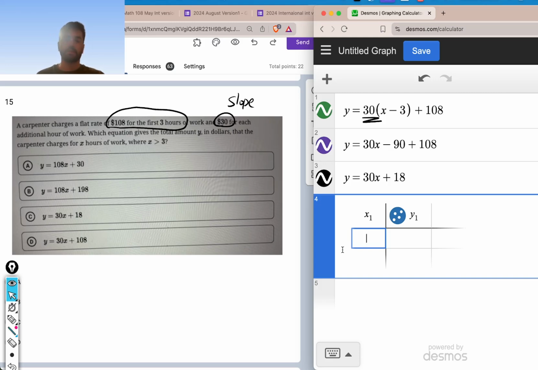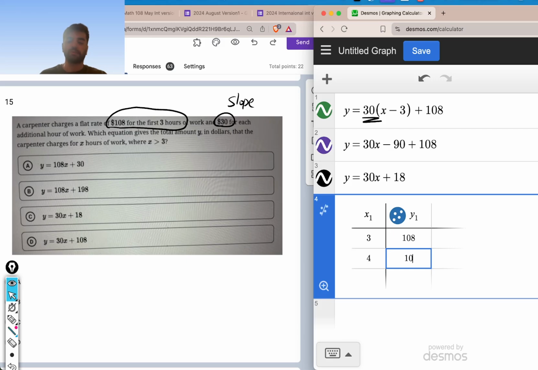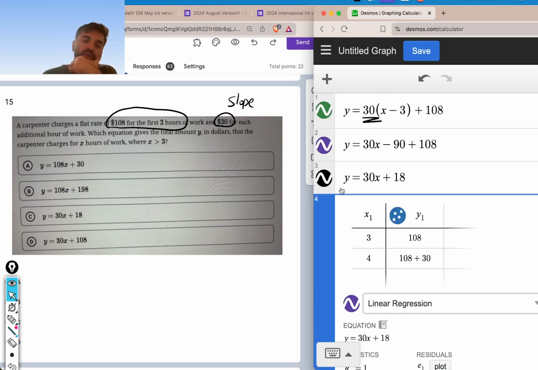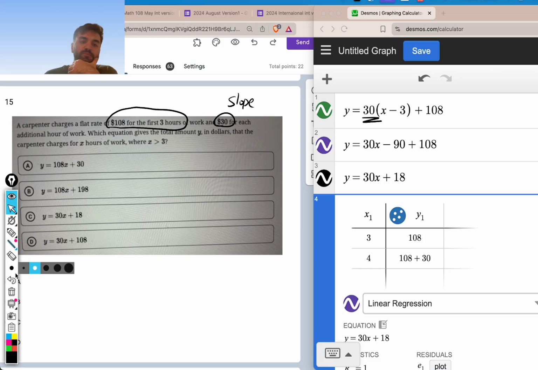Or you can think it like this. If for 3 hours it is 108, it is already 1 point. What about for 4 hours? It will be 108 plus 30. Because it's a linear function, we need to know only 2 points and we will get it like this. It's also correct. Any question from here?